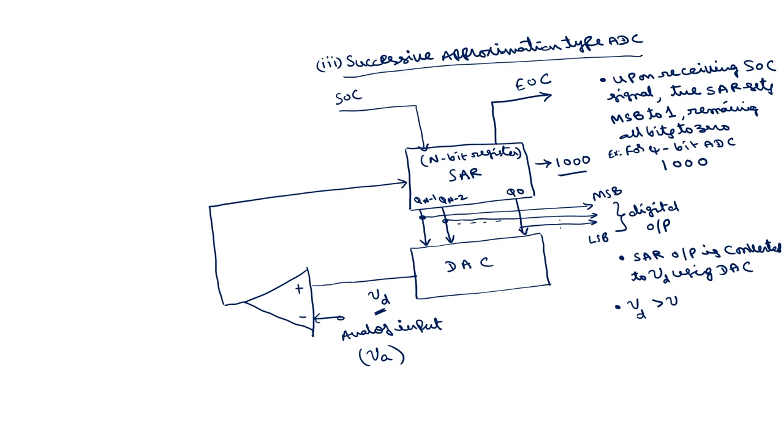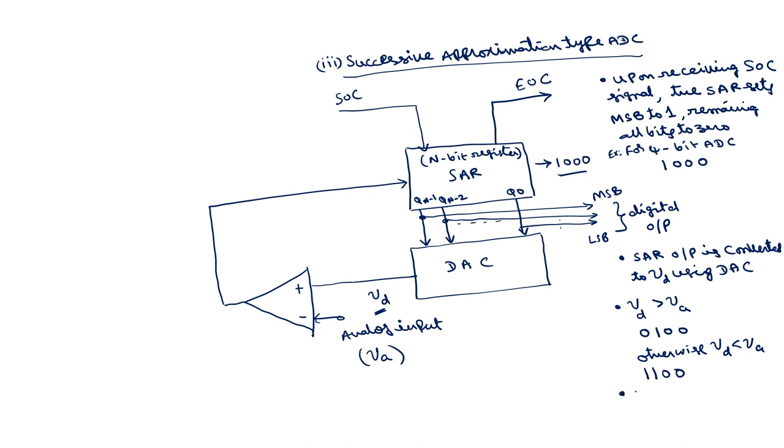there are two cases: VD can be greater than VA or VD can be less than VA. If VD is greater than VA, then the first MSB bit will be reset and the next MSB bit will be set to 1. Otherwise, if VD is less than VA, then the first MSB bit will stay 1, the second MSB bit also becomes 1, and the remaining 2 will be 0.